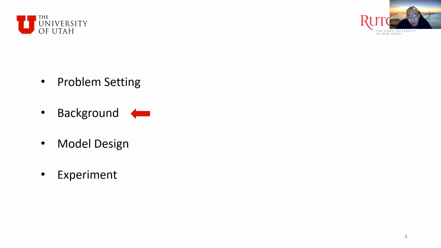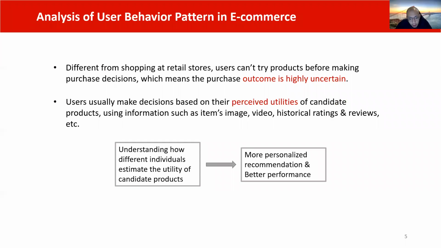Second, I will introduce some background knowledge. The outcomes of online shopping can be highly uncertain, and users usually make decisions based on their perceived utilities of candidate products, using the information displayed at the website, including image, video, historical ratings or reviews, etc. So if we can understand how different individuals estimate the utilities of candidate items, we can conduct better recommendations.